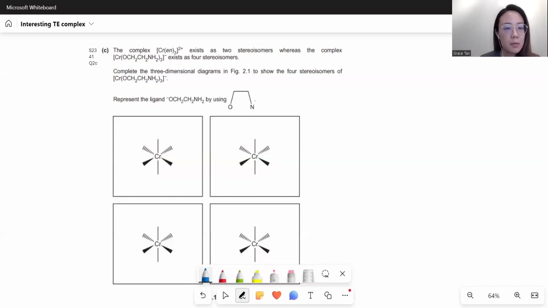Okay, let's look at this question from Summer 23, paper 4, variant 1, question 2C. All right. The complex tris-ethylene diamine chromium 2 plus ions exist as two stereoisomers, whereas the complex, this one here given, exists as 4 stereoisomers. Complete the three-dimensional diagram in figure 2.1 to show the 4 stereoisomers of the complex. Now, first, let's do a quick recap. The tris-ethylene diamine version, which is this one.